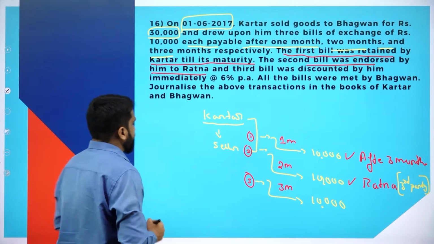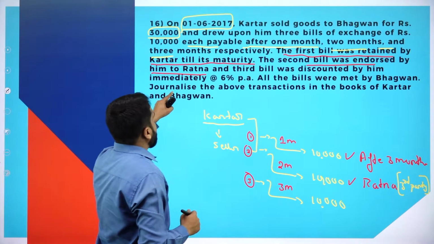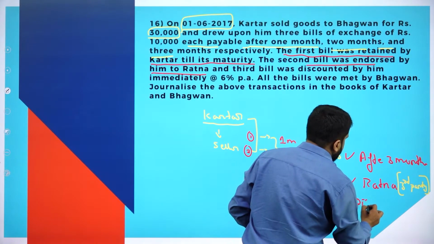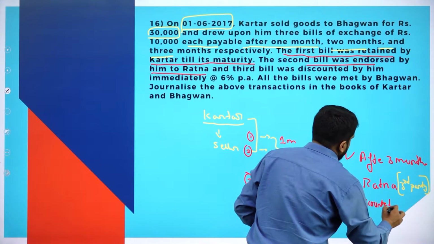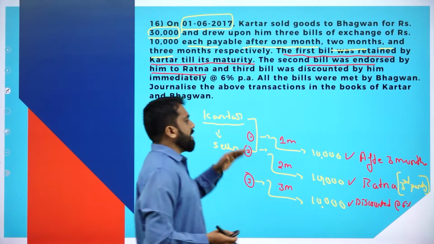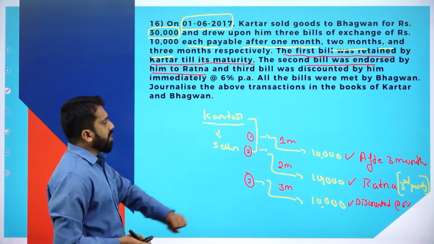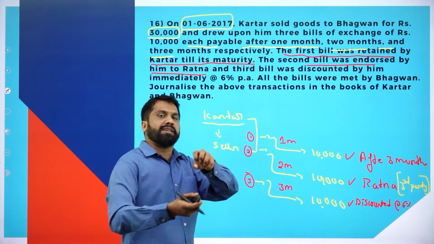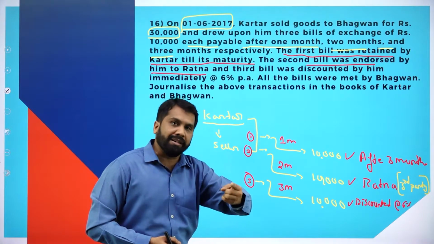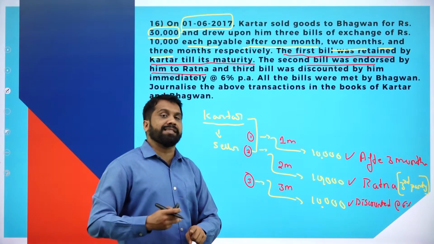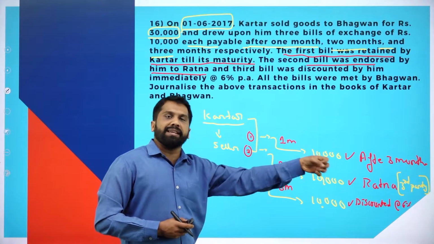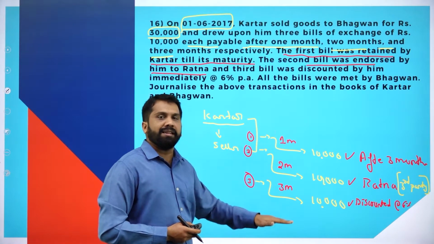Now the third one. And the third was discounted by him immediately at 6%. Remember, the third one is discounted immediately at 6%. So these are the information about the bills. First one, normal, went to the customer, collected the amount. Second one, it has been endorsed, transferred to Ratna. And the third one, it is discounted. Discounted means immediately he needs money, he went to the bank, and out of 10,000 he collected a lesser amount.